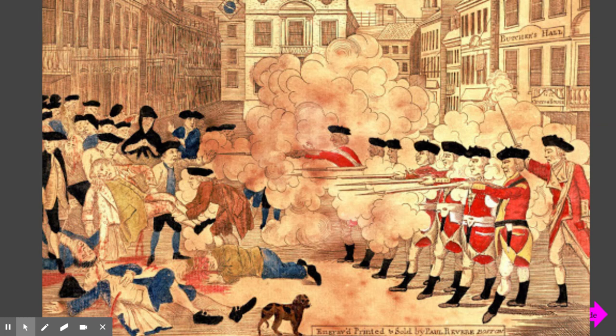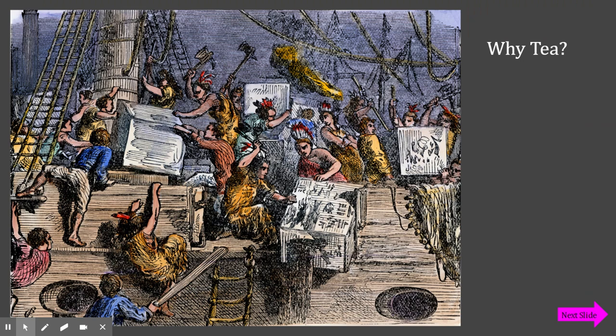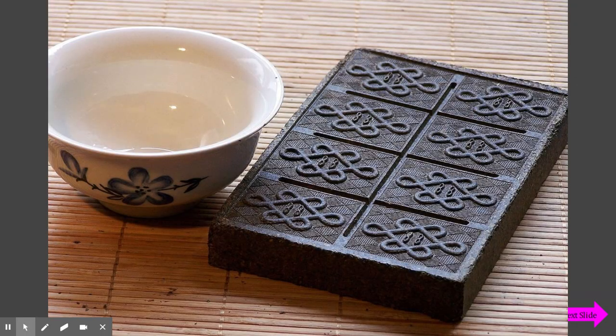We looked at this image of the Boston Massacre. We talked a little bit about, this was made by Paul Revere, the bias in it, and some of the events that happened there. We also talked a little bit about the Boston Tea Party, why they chose to do tea, mainly because it was a symbol of the British, and it was truly showing, we're dumping you, we're getting rid of you. And just to note, this is what tea looked like back then.